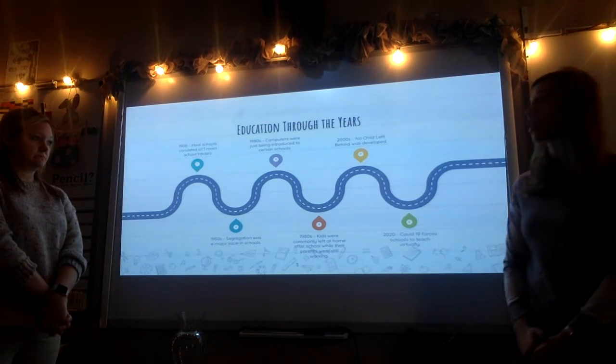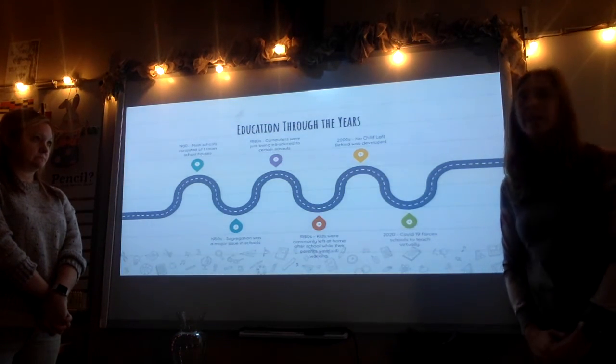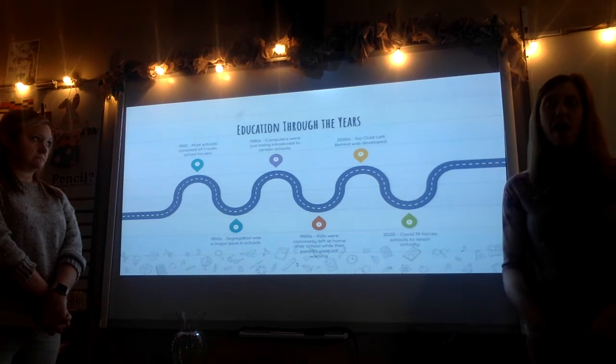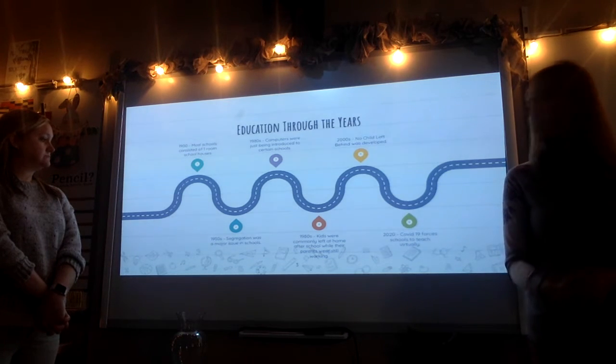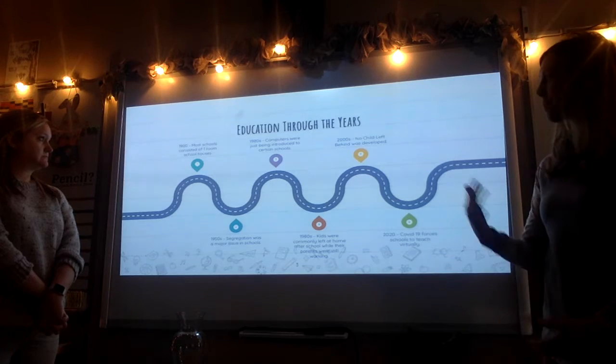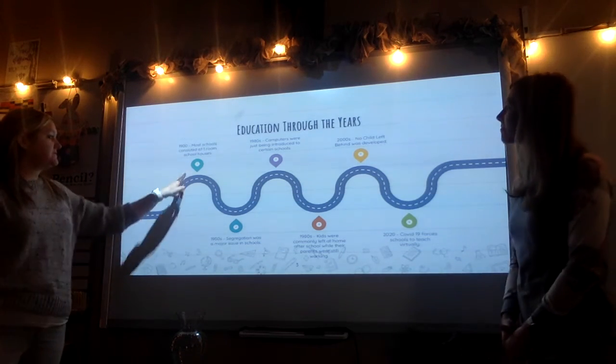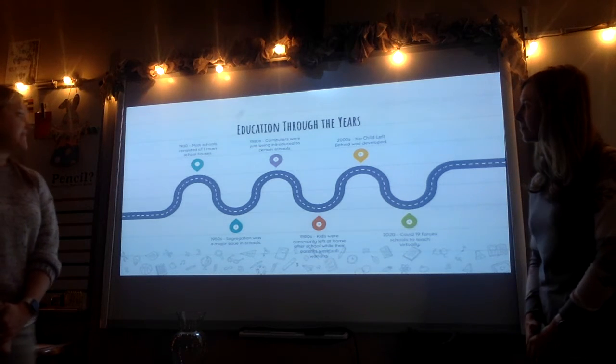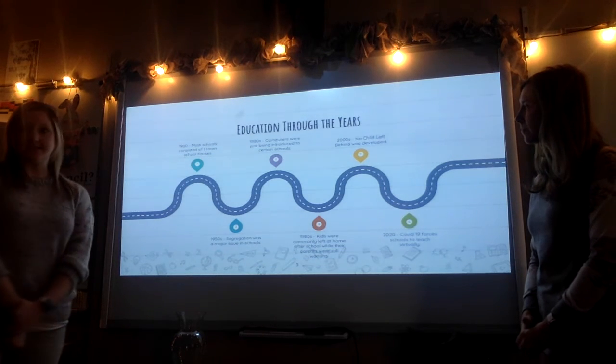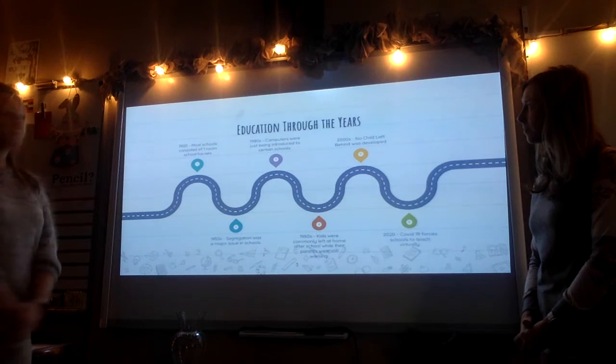This is a slide that we worked on together. This is our timeline, so it is just a brief overview of the events that we felt were most important. So we'll go ahead and tell you some of the most important topics that you will see in our presentation. The first one is in 1900, and our fact is that most schools consisted of one-room schoolhouses.